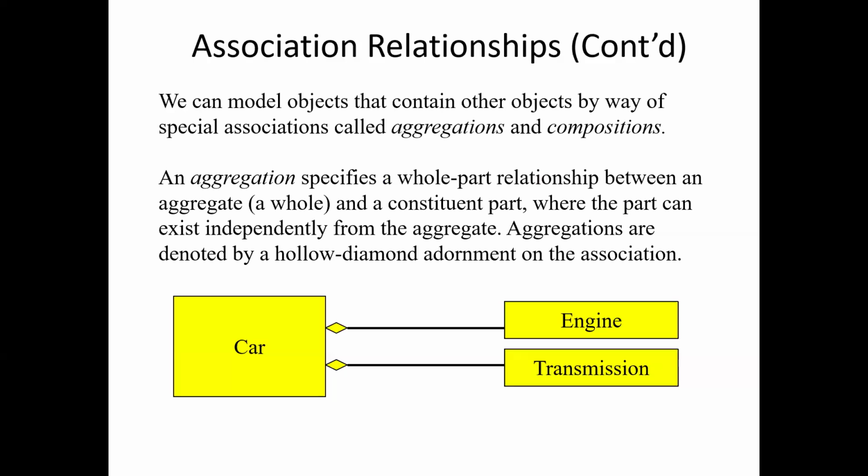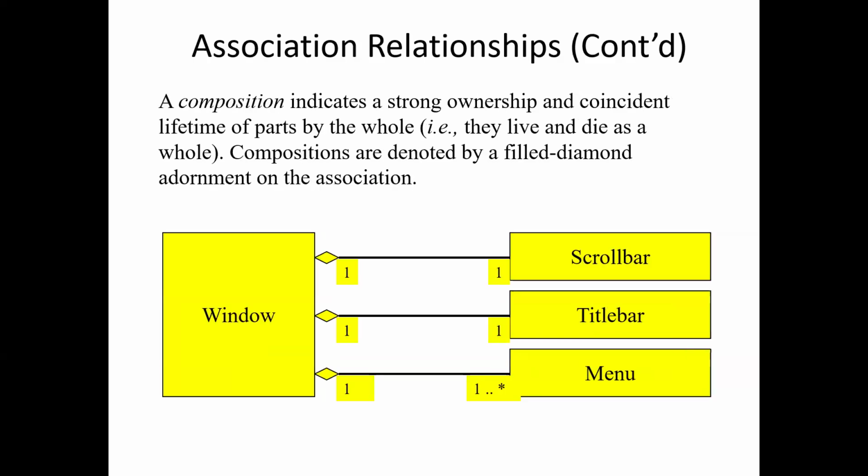Here you can see we can model a car containing other objects, by way of special associations: aggregation and composition. Aggregation specifies the whole-part relationship between the aggregate and the constituent part. Here the car has an engine and transmission. Here the aggregate specifies the whole relationship between the aggregate and the constituent part, where the part can exist independently from the aggregate. Aggregation is denoted by a hollow diamond adornment on the association.